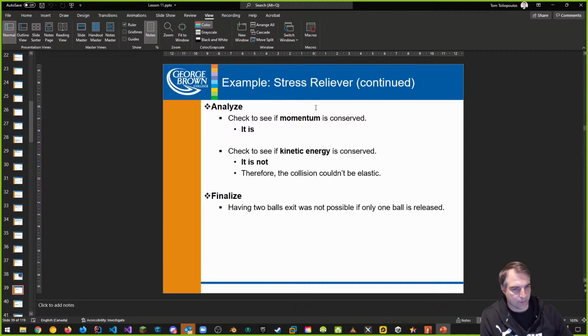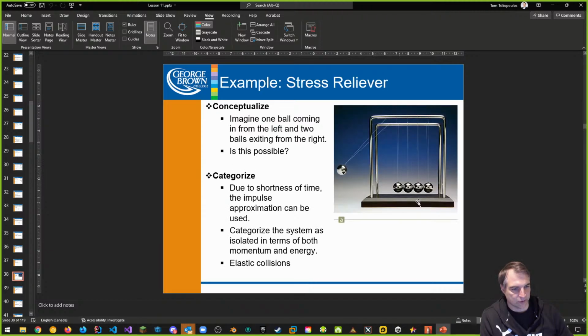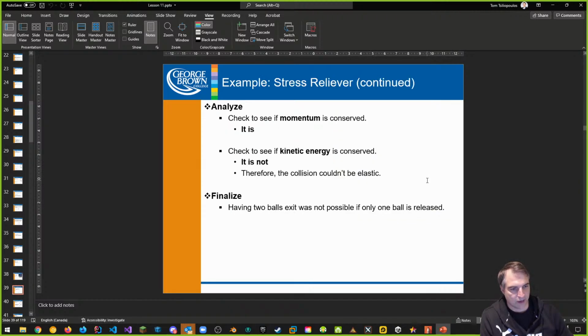Next, check to see if momentum is conserved. It is. And check to see if kinetic energy is conserved. It's not. Why is it not? Therefore, the collision couldn't be elastic. If it was perfectly elastic, then only one ball would come out. If we have two balls, that means kinetic energy is not conserved. Therefore, it couldn't be elastic.